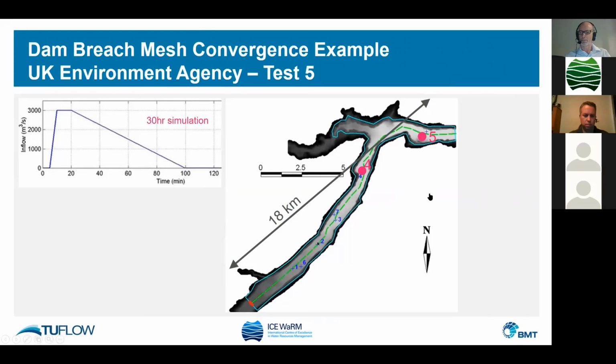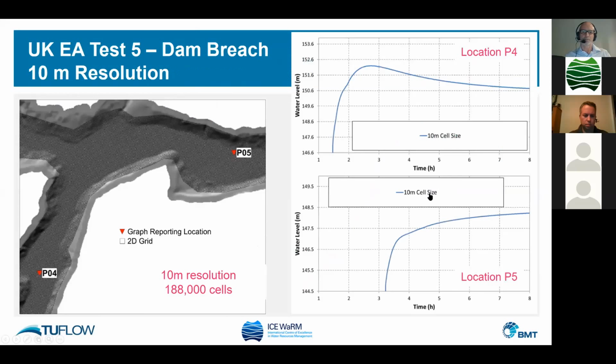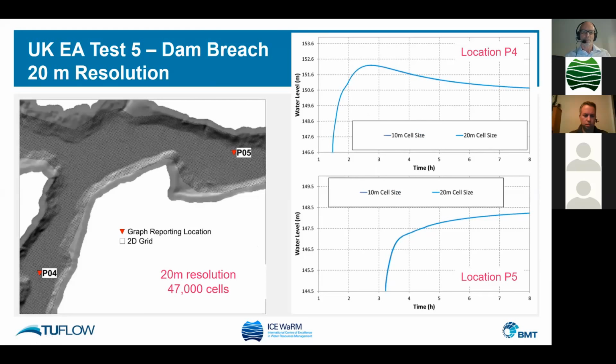So this model has run through a number of different resolutions, and let's see how the results look. So this is your 10-meter case, so it's pretty fine. You can see the mesh here on the left, or it's probably a bit hard to see, but it's a very, very fine mesh for this size model. You can see the time hydrographs there at location 4 on the top right, and bottom right is location 5. Let's jump to 20-meter resolution, so a little bit coarser, and you can see the 10-meter and 20-meter almost give identical results, which is actually great. That's what we're actually looking for.